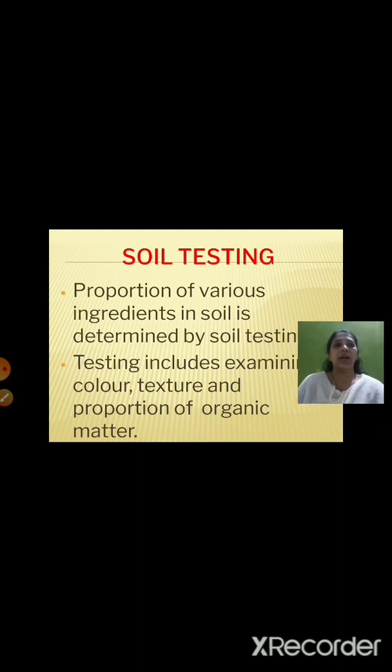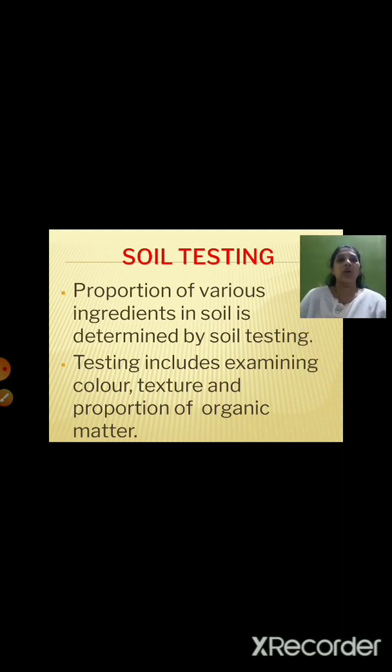Now we are going to see about soil testing. So how is soil testing done? The proportion of various ingredients in the soil is determined by soil testing. As I told you, in the soil there are different particles. Some are large in size and some are small in size. It also contains organic ingredients as well as chemical ingredients. So what is the proportion in that soil? That is determined by soil testing.